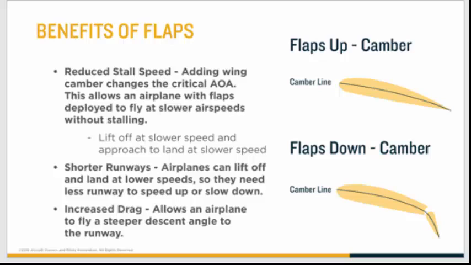So using flaps on landing gives pilots 2 distinct advantages. First, the airplane has a slower stall speed, which means it can land slower. Second, the airplane produces more drag, which allows it to fly a steeper descent angle to the runway. So, thinking back to the video we watched, the flaps were key to allowing the pilot to land both slow and steep.